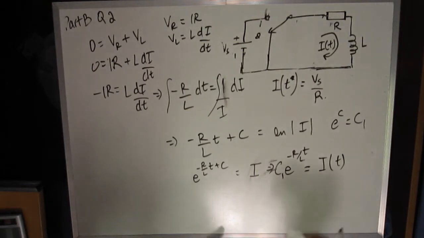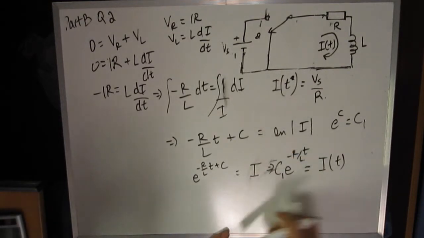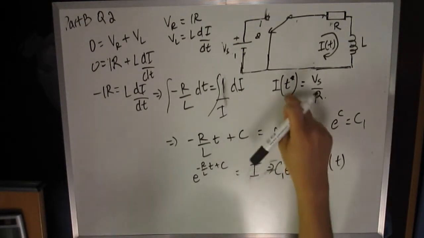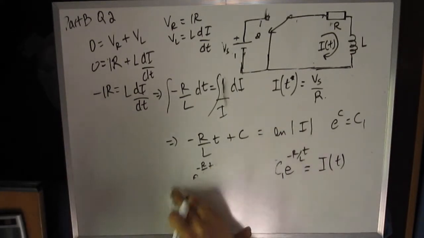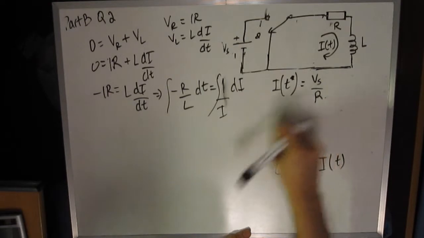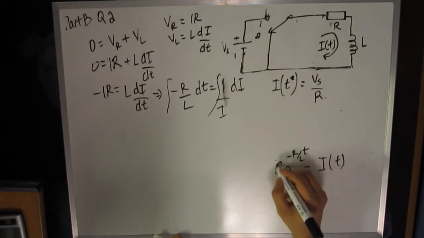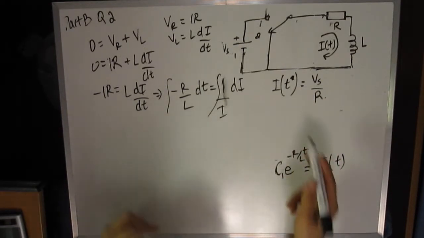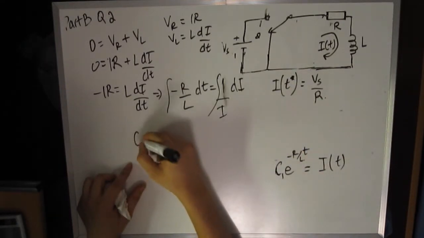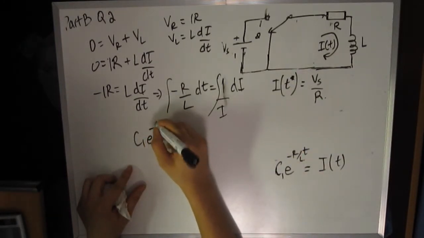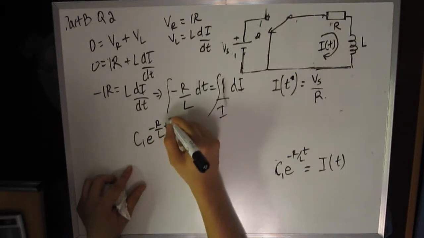Now, an important thing to note would be to try and solve for C1, since we have an initial condition right here. So what I'm going to do is erase all this over here, so we can substitute to find C1. We're going to substitute T star as our time. So you're going to get C1 is equal to e to the negative R over L T star.